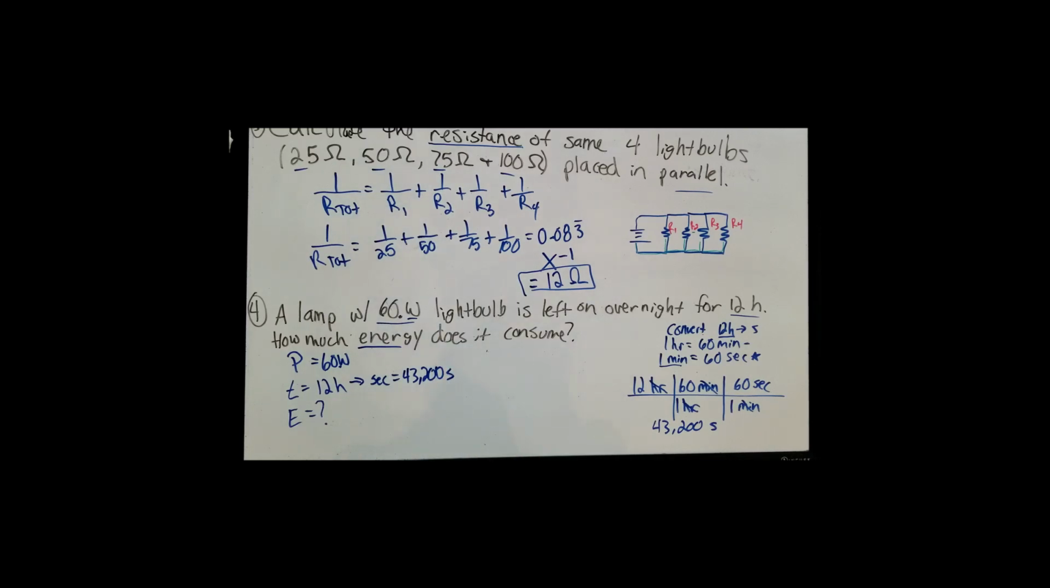Okay, so now let's find the equation we need. So looking up the equations with energy, power, and time, we have E is equal to P times T. So this one we do not have to rearrange, we can just plug in. Our power is 60. Our time is 43,200. So huge number. And remember, when we're measuring energy, it's always measured in joules. The one time we had an exception to that rule was when we measured heat energy in the last chapter. That was in calories for the heat energy.